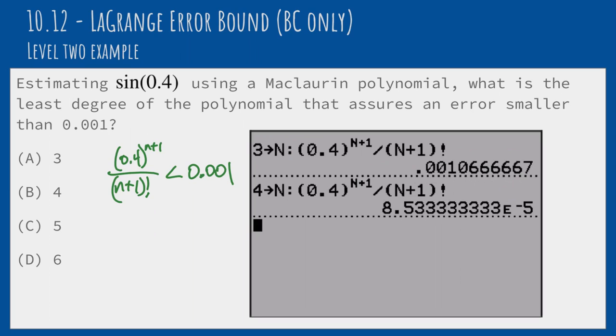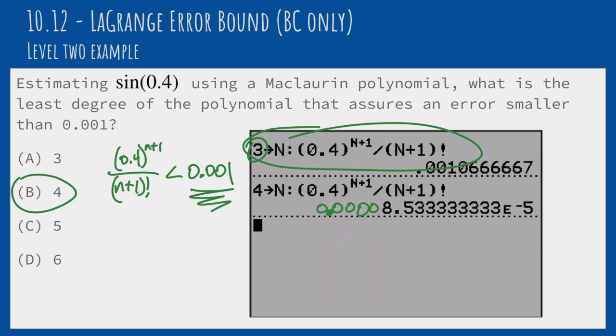So then what I can do is just on my calculator hit second enter, and that's going to put this expression back on the screen, and I just replace the 3 with a 4 and do it again. Now when I did that, I got 8.53 repeating times 10 to the -5th. If you think about what that means, we're going to move the decimal to the left 5 places. So 1, 2, 3, 4, 5, the decimal goes there, and that number is clearly less than 1/1000th. So 4 is going to be our answer.